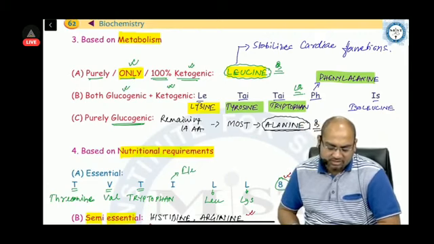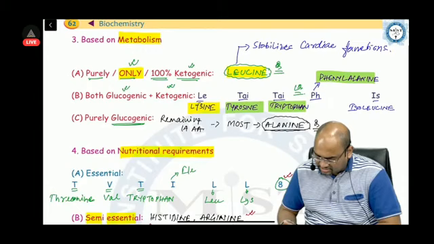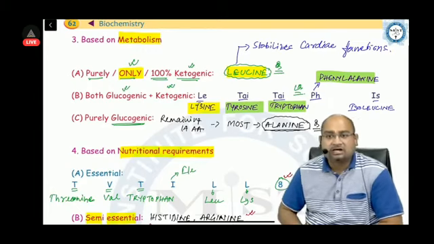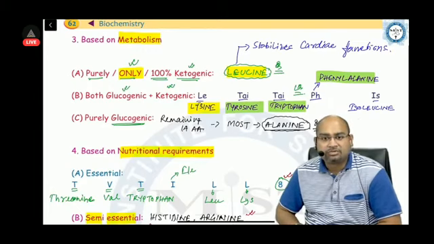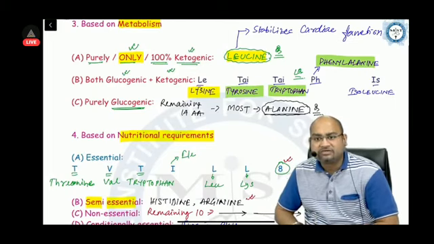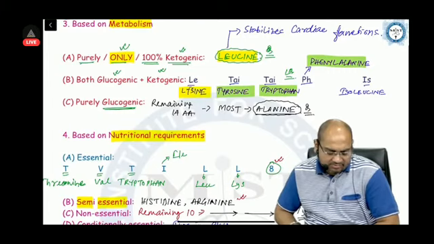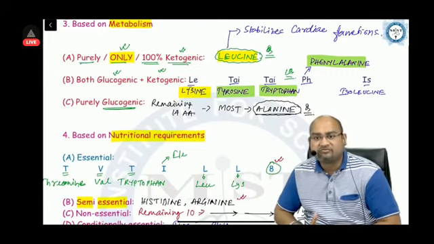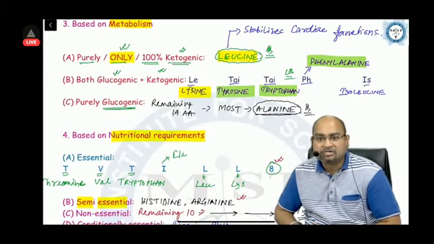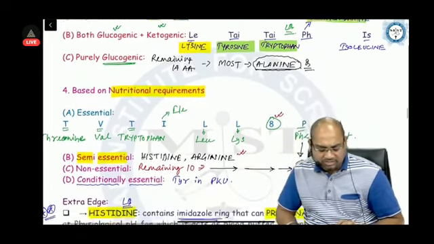Leucine is an essential amino acid and stabilizes cardiac functions. Important point to be noted, please remember this. Both glucogenic and ketogenic we have: lysine, tyrosine, tryptophan, phenylalanine, and isoleucine. At least remember tyrosine, tryptophan, and phenylalanine. The remaining 14 are glucogenic. Most is alanine.